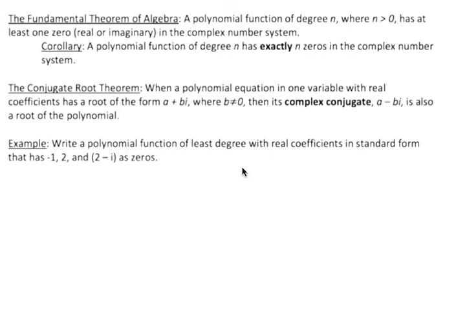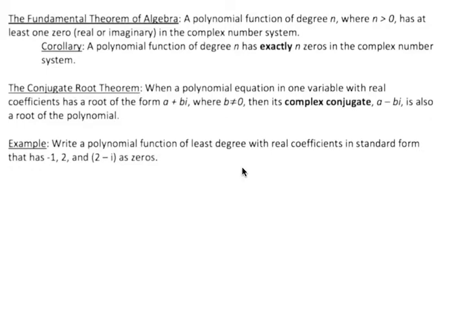Today we are going to look at section 2.4 from your book, where we're going to talk briefly about the fundamental theorem of algebra. As you see on your paper, the fundamental theorem of algebra states that a polynomial function of degree n, where n is greater than 0, so we're not including constant functions here, has at least one zero that's either real or imaginary in a complex number system.